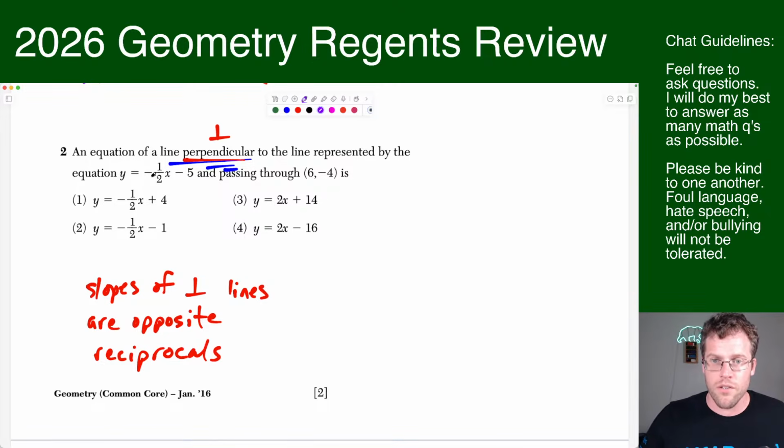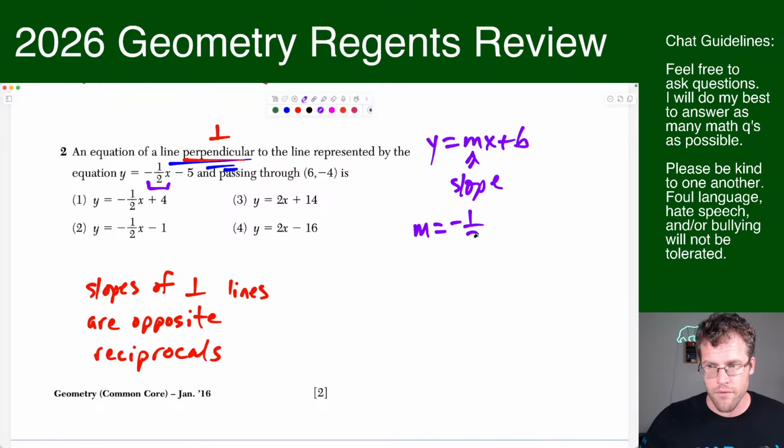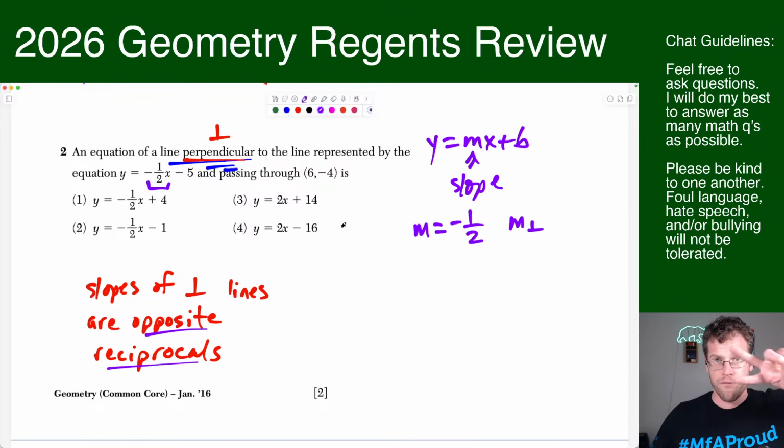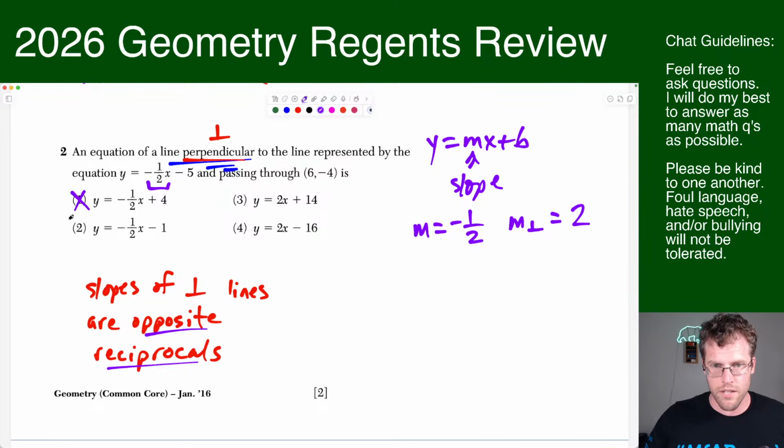All right, so here, the slope of the starting line, remember from Algebra 1, y equals mx plus b. So the slope of the starting line is the coefficient of x, and the slope is negative half. Okay, so for the perpendicular slope, we would take the opposite reciprocal. So I would flip this and change the sign to positive 2. So that's why these answer choices are out. See how these are the only ones that are possible here because the slope there is 2.